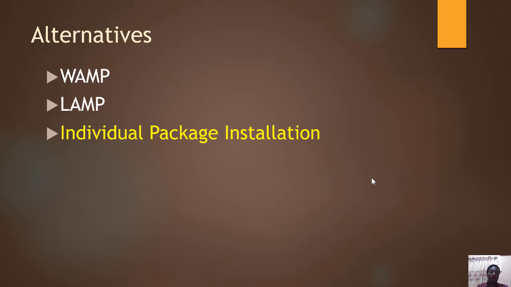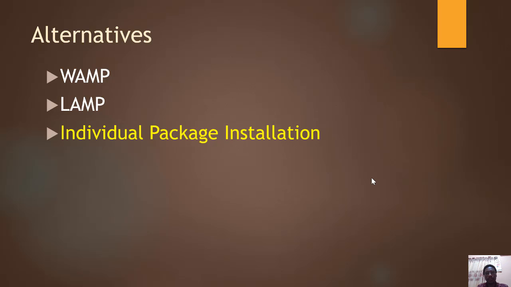So what are the other alternatives to XAMPP? We have WAMP. WAMP is the Windows version. The W there means Windows. LAMP is the Linux alternative, and I think we also have MAMP, for the iOS version. So you can also have that on a MacBook.